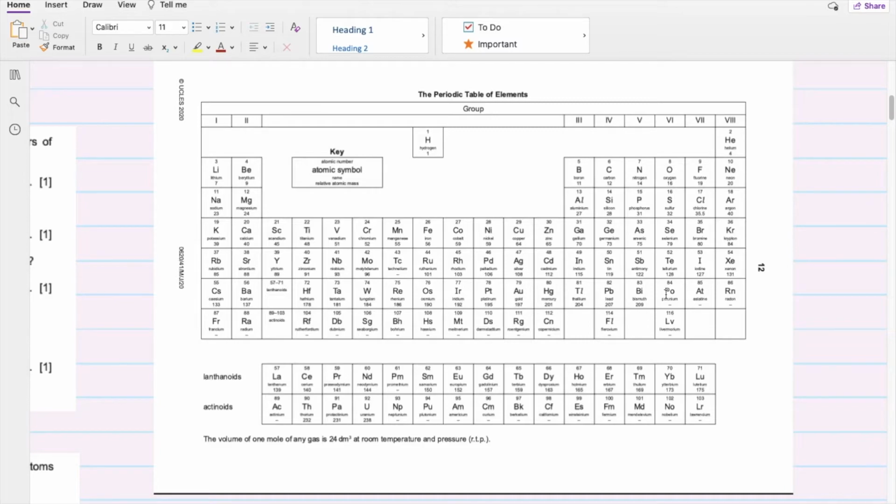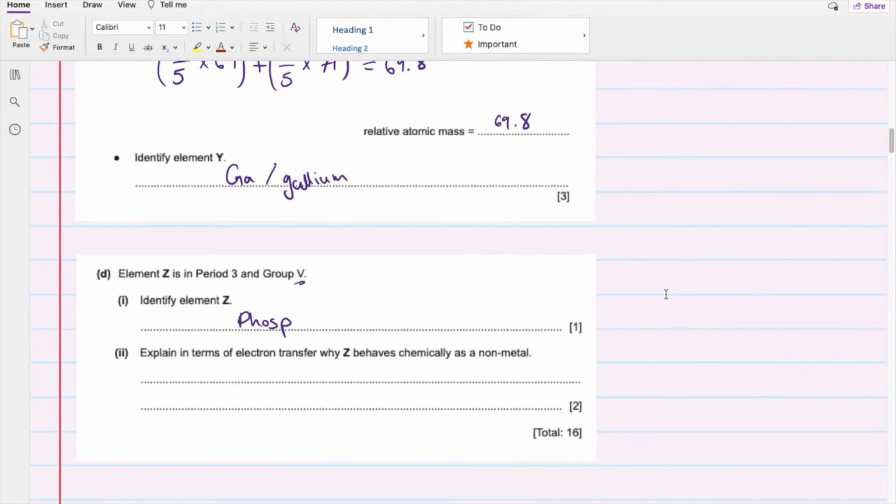So period 3 would mean row 3. So you have here the first row, second row, the third row. So it's somewhere here. Group 5, we got 1, 2, 3, 4, 5. This is group 5. Okay? So if you draw it out, okay, row 3, group 5, it stops here. It's phosphorus. So we'll go back and note that.